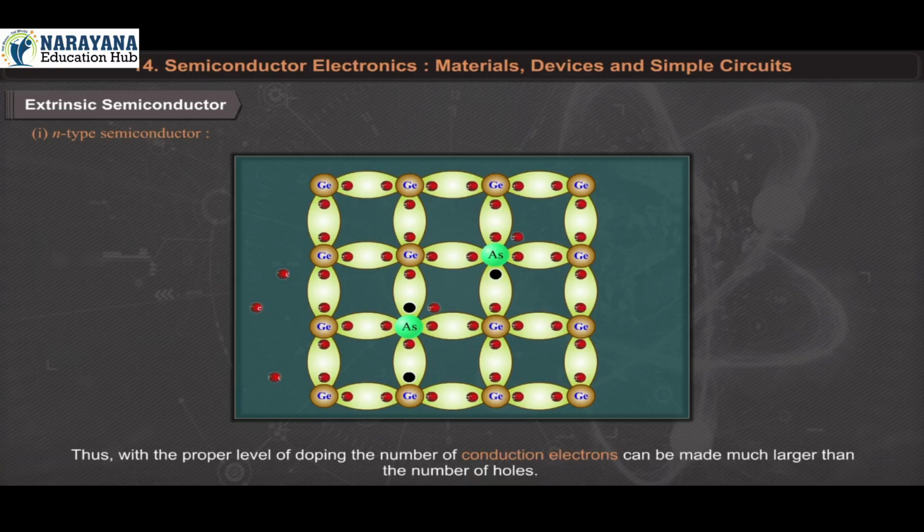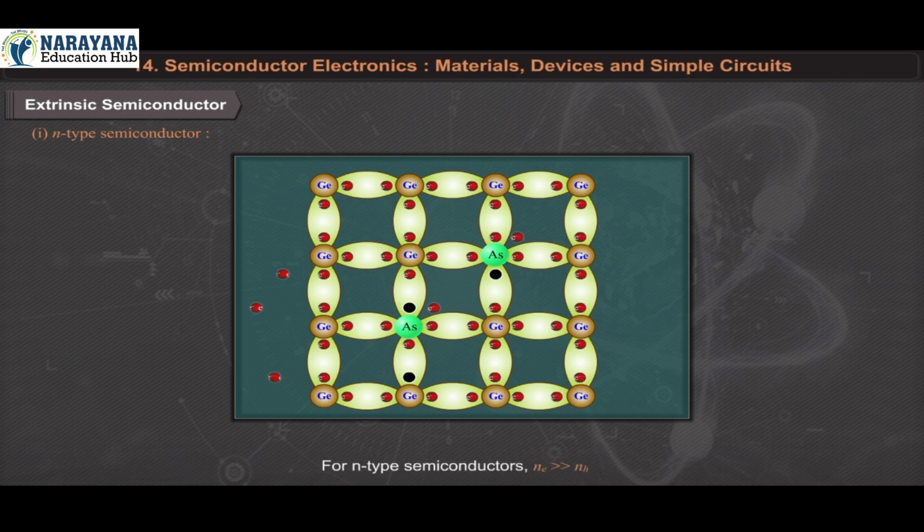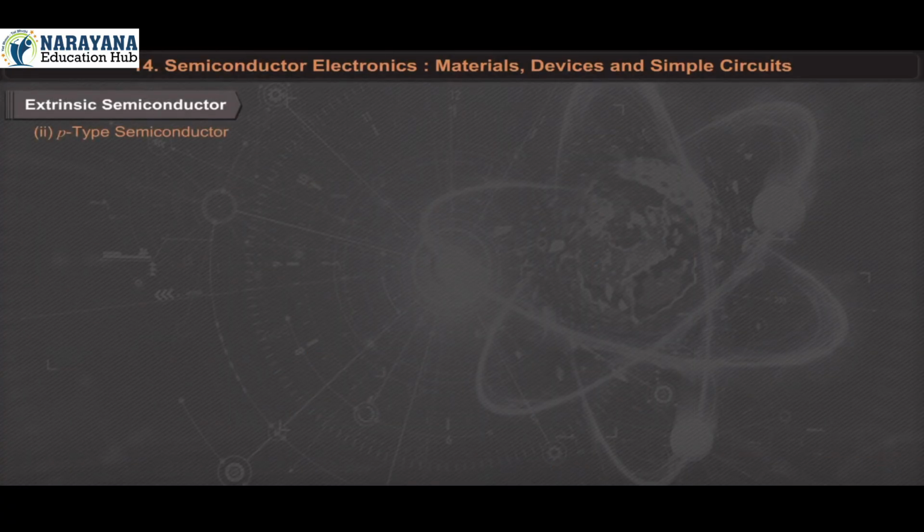Thus, with the proper level of doping, the number of conduction electrons can be made much larger than the number of holes. Hence, in an extrinsic semiconductor doped with a pentavalent impurity, electrons become the majority carriers and holes the minority carriers. These semiconductors are therefore known as N-type semiconductors. For N-type semiconductors, Ne is much greater than Nh. Equation 3.